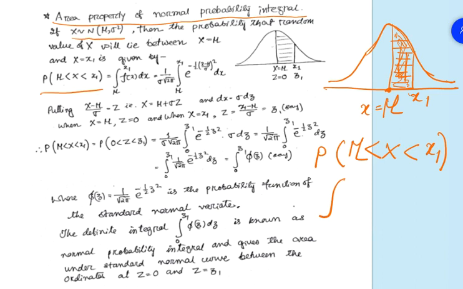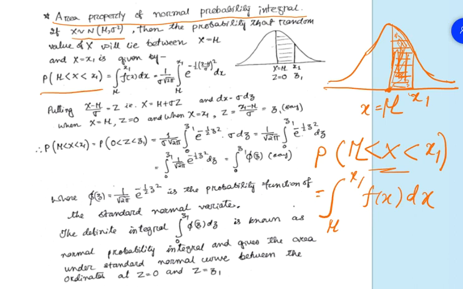So the area from mu to x1 will be given by integrating from mu to x1 the function f(x) dx. Integrating from x equal to mu to x equal to x1 gives the area, which is the probability that x lies between mu and x1. So probability is nothing but the area.